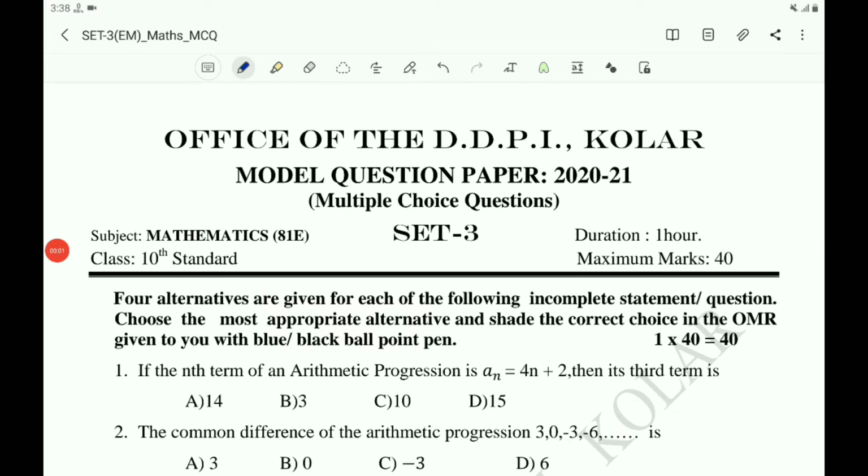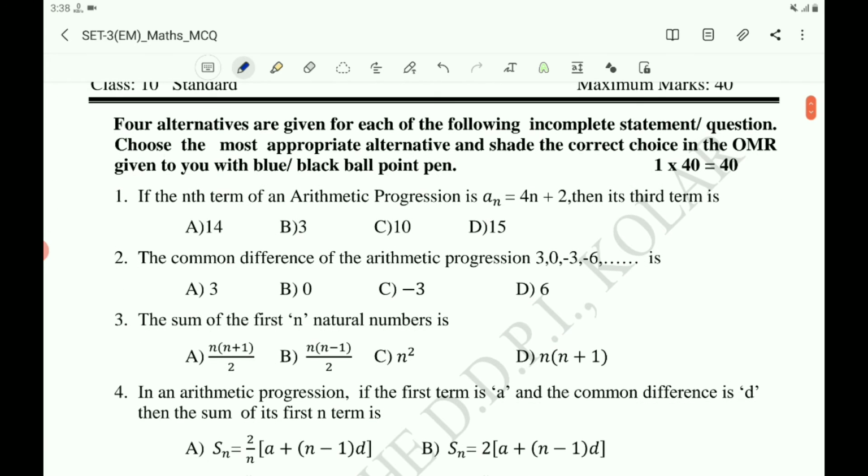Children, this is the third set of multiple choice questions, a model question paper given by the Office of the DDPI Kolar. Now let us start to solve. First question.